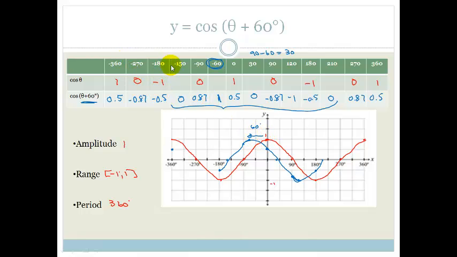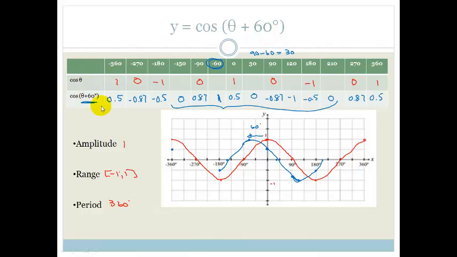Now, grade 11s, the reason I knew to put this in is because, firstly, I've done this before, and secondly, because I know that my significant points are at 0, 90, 180, 270 and 360. So I thought to myself, what do I need to add or subtract to get me to those significant points? So minus 60 plus 60 gets me back to 0. 30 plus 60 gets me to 90. 120 plus 60 gets me to 180. 210 plus 60 gets me to 270. So I knew that the basic cos graph had significant points at those numbers, at the 270, 180, your 90, your 0, etcetera. So I thought, what do I need to do to make those get back to the significant points?